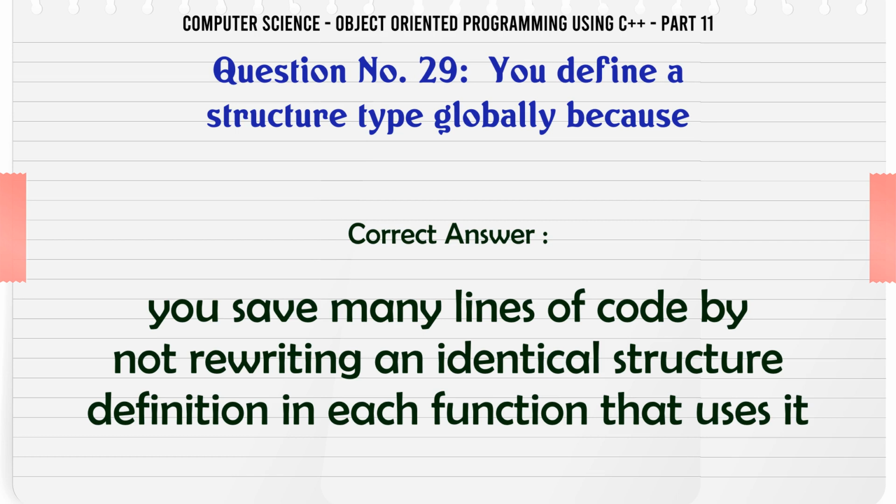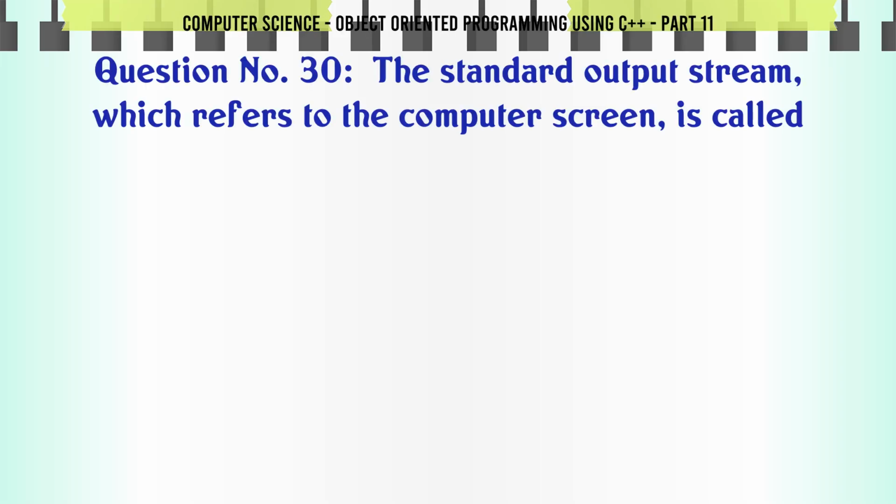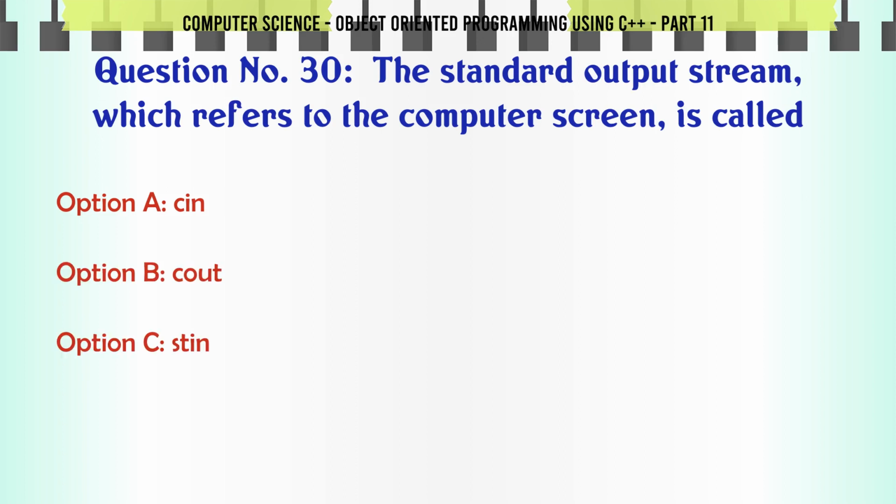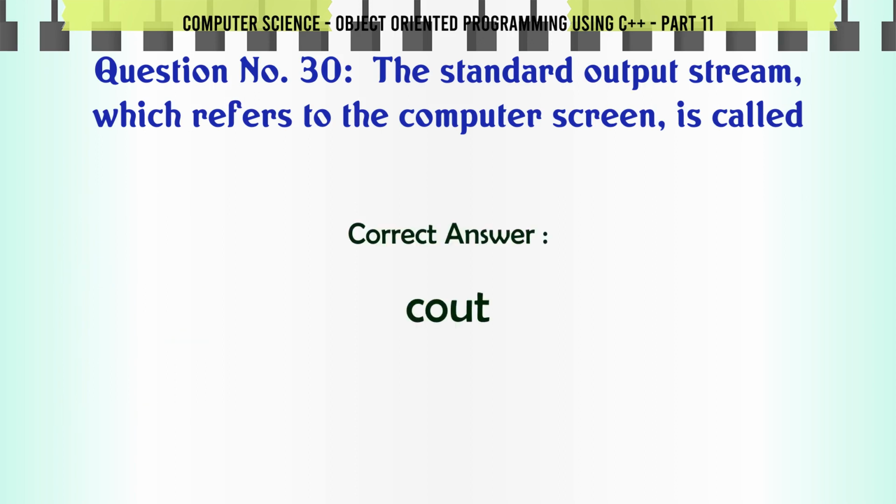The standard output stream which refers to the computer screen is called A. cin. B. cout. C. cerr. D. cstout. The correct answer is cout.